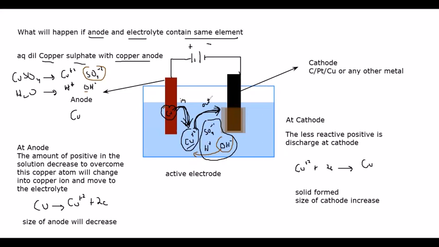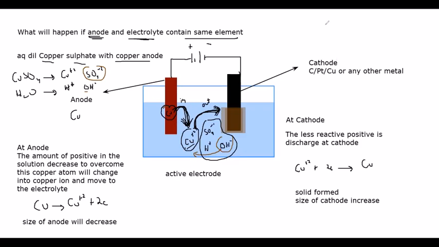Is it clear? The electrolysis of an electrolyte which contains the same anode and electrolyte, this is an active electrode. So during active electrodes, what happened? The ion which moved towards the cathode is balanced by the ion which enters the electrolyte from the anode. And to be an active electrode, the anode and the electrolyte should contain the same element which is discharging. So if it was made up of graphite or platinum, then this will not happen. Take the screenshot, I'll give another example.